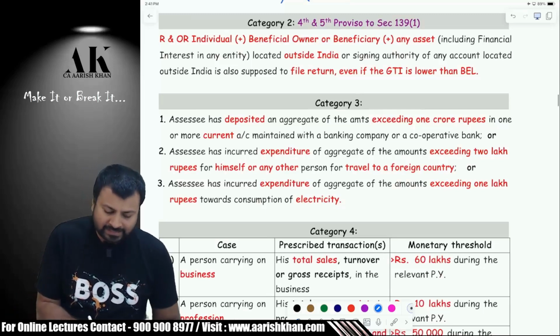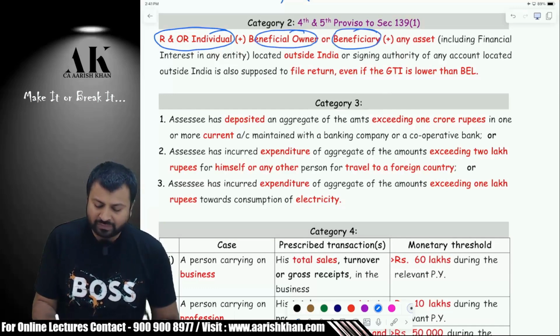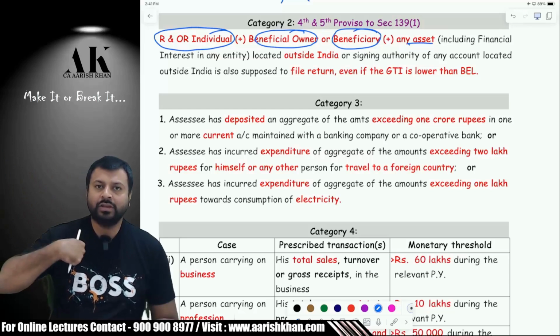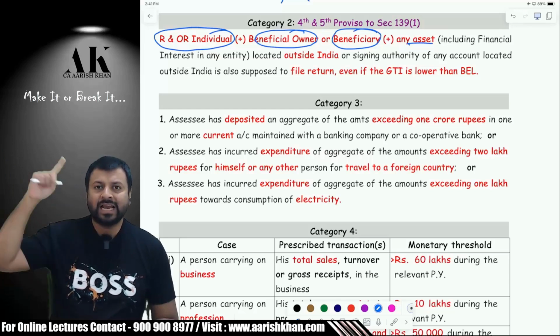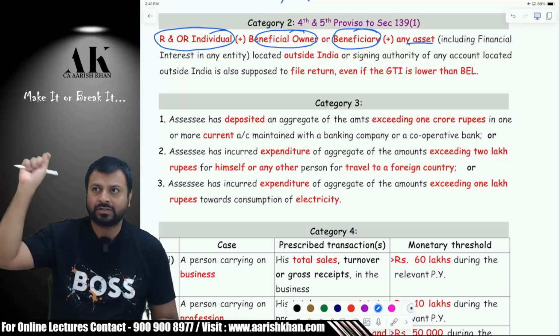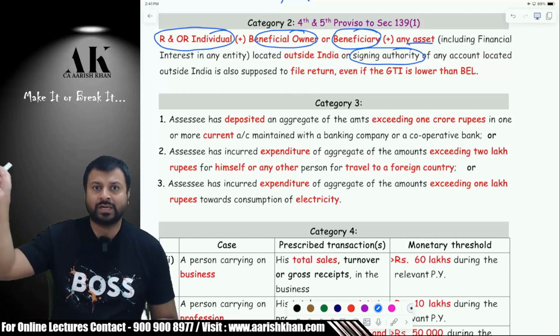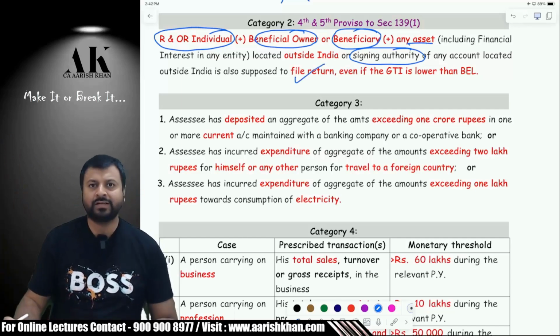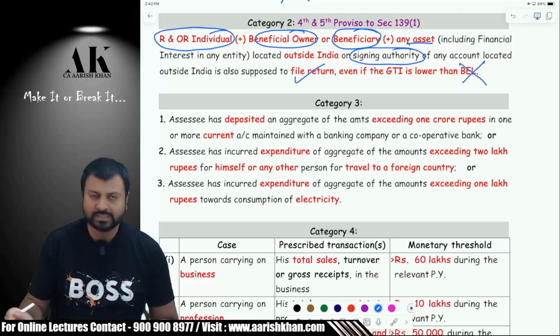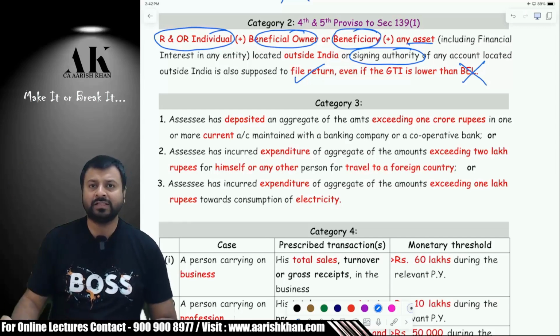The second category is an individual who is an ordinary resident and is a beneficial owner or beneficiary of any asset located outside India. So if you are a resident and ordinarily resident, and if you have any assets located outside India, or if you have any financial interest in any entity outside India like shares in any company or partnership firm, etc., or if you are a signing authority in any account located outside India, then also you are supposed to file the return even if your income is less than the basic exemption limit. Okay. Even if your total income is below the basic exemption limit, you will be liable to file the income tax return in that case also. I hope it is clear to all of you.